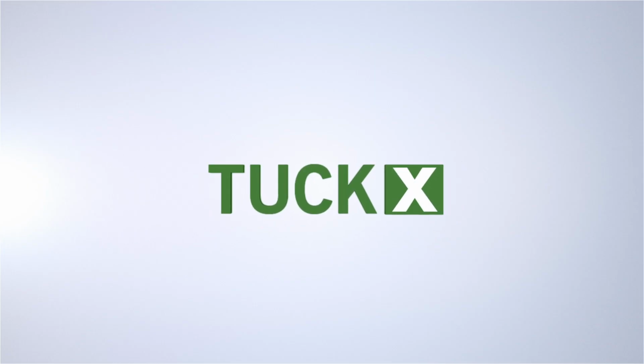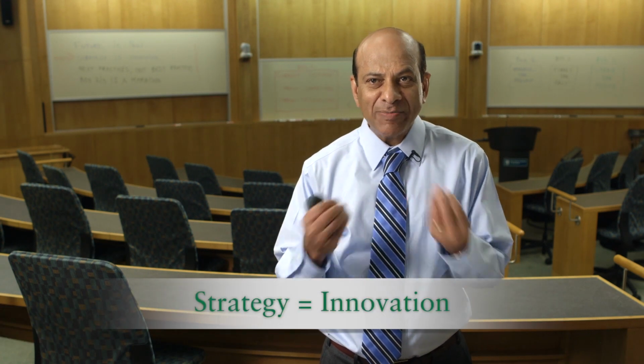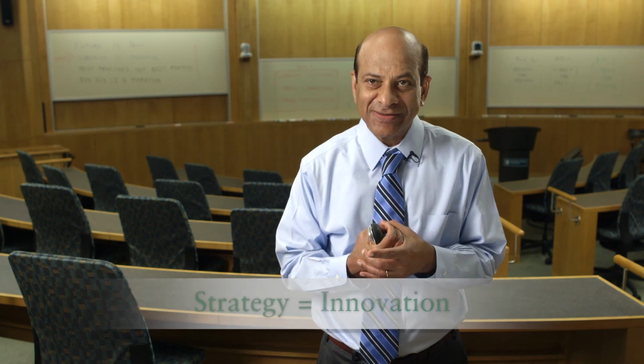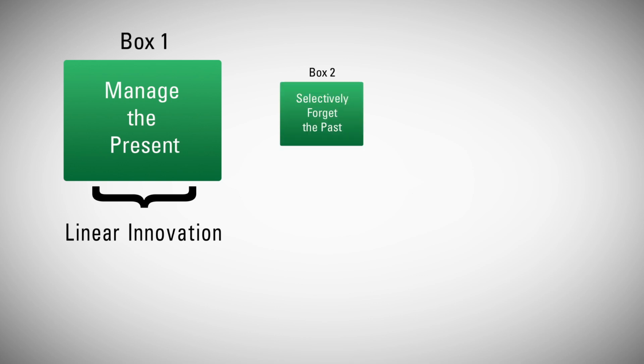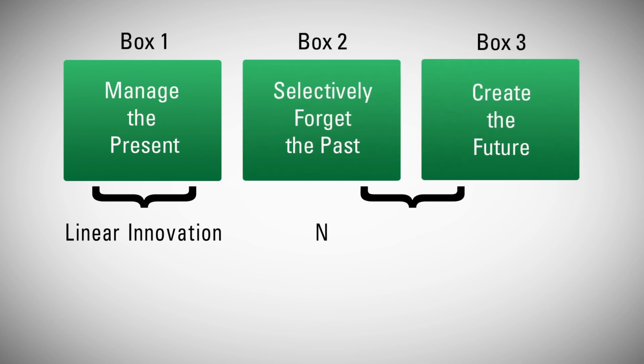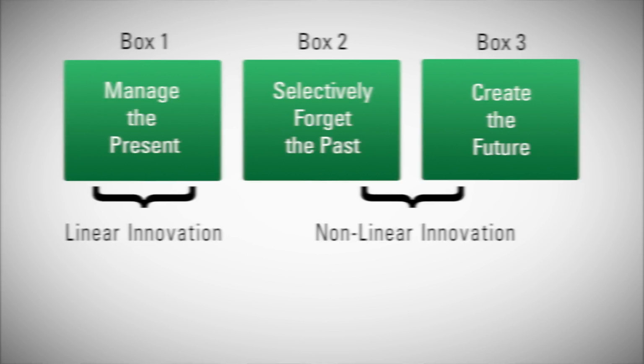What we have said so far is strategy is actually equal to innovation. And there are two fundamentally different types of innovations. In box one, you are doing linear innovation, innovation that is consistent with your current business model. In box two, box three, you are doing non-linear innovation, which is not consistent with your current business model. It fundamentally transforms the current business model.